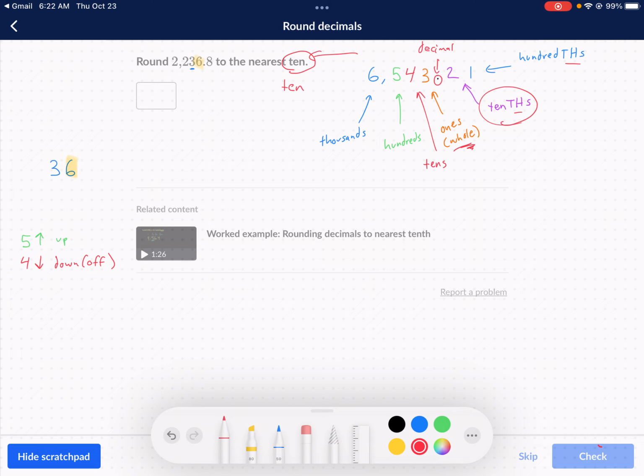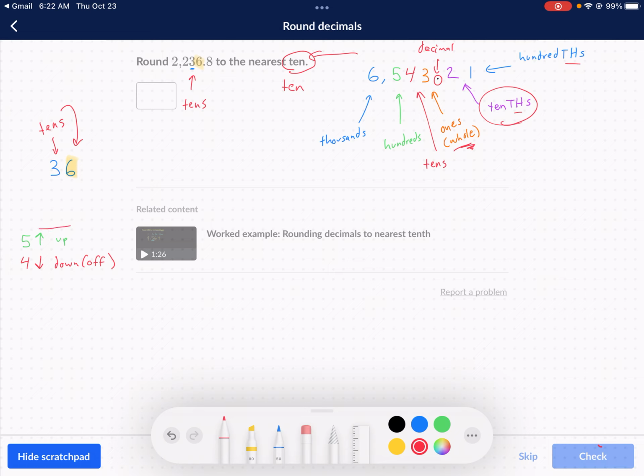So here it's asking for the nearest 10. So we need to understand where that tens place is. It's right there. It's the 3. So the 3 is that tens place. Now, when we're rounding to the tens place, we're not actually looking at that place. We're looking at the number to the right. So that number to the right is going to tell us how we round.